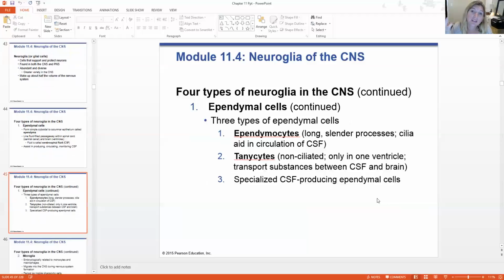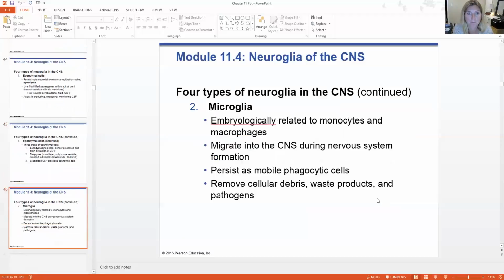So there's 3 main types of ependymal cells. We have the ependymocytes, which are very long and slender. They have cilia to help circulate the CSF. Then we have tanycytes. These are non-ciliated. They're really only in one ventricle, and they just help to transport stuff between the cerebrospinal fluid and the brain. And then we also have specialized CSF producing ependymal cells. So these are special cells that produce the cerebrospinal fluid.